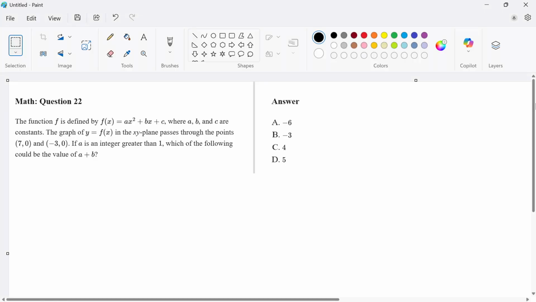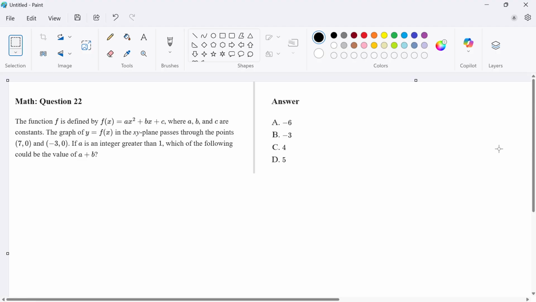This is SAT Practice Test 6, Math Module 2 Hard, question 22, the last question. It says, the function f is defined by f of x equals ax squared plus bx plus c, where a, b, and c are constants. The graph of y equals f of x in the xy-plane passes through the points (7, 0) and (-3, 0). If a is an integer greater than 1, which of the following could be the value of a plus b?